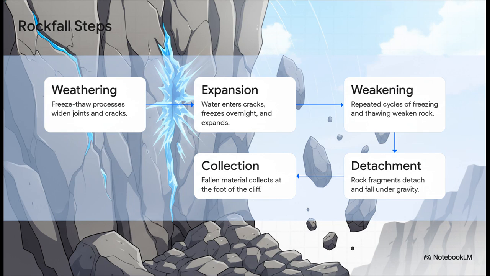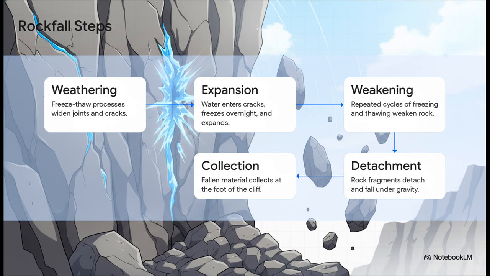Well, step 1, freeze-thaw weathering starts widening existing joints and cracks in the rock face. Step 2 is basically a daily cycle. Water seeps into those tiny cracks during the day, and then it freezes when the temperature drops overnight. And as you know, when water freezes, it expands. This puts immense wedging pressure on the rock. Moving to step 3, repeated cycles of this day and night freezing and thawing severely weaken the rock structure. It's like slowly prying it apart.